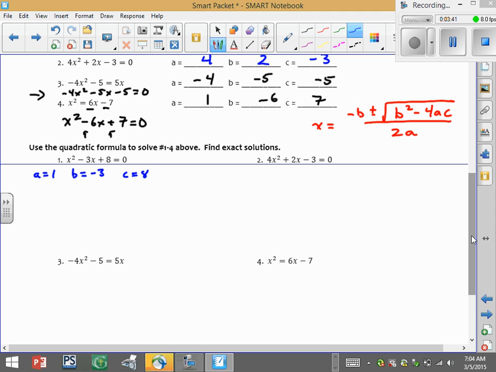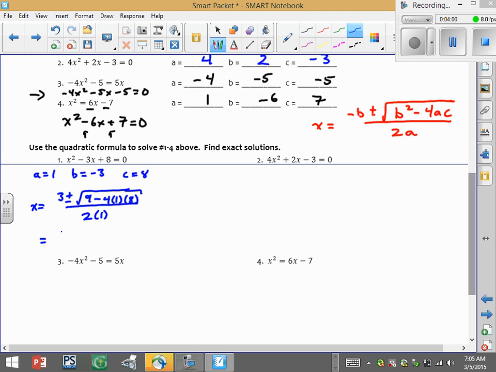We want the opposite of b. The opposite of negative 3 is positive 3. Then we want b squared. Negative 3 squared is 9. Minus 4 times 1 times c, which is 8. And all over 2 times a, here's 1.